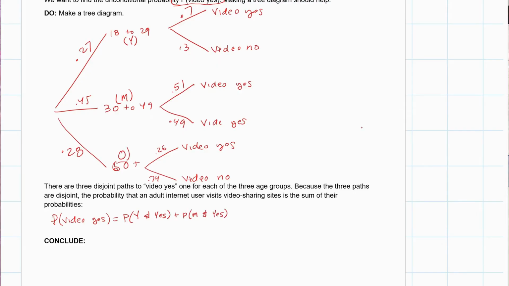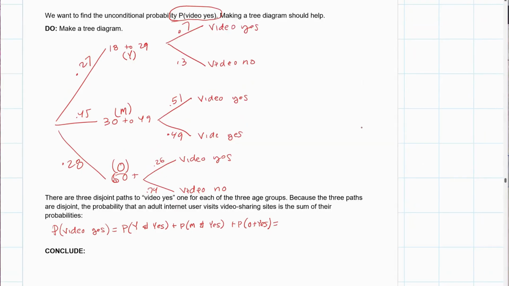And let's call these people the olds, plus the probability of being old and yes. Can I calculate these? Well, if I multiply 0.27 times 0.7, the probability of being young and being a video yes is 0.27 times 0.7, which ends up being 0.189. I did those calculations earlier.